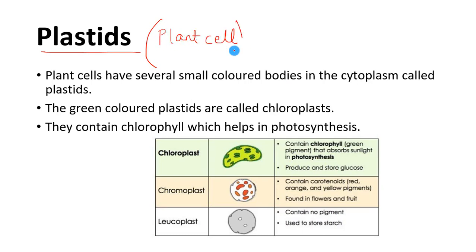They are small colored bodies in the cytoplasm. Like you have ribosomes in the cytoplasm, you have plastids, small spherical structures. You can imagine small spherical structures present in the cytoplasm. It is said that these plastids consist of three types. You have chloroplast, chromoplast and leucoplast. Okay, in every plant cell you have three types of plastids: chloroplast, chromoplast and leucoplast.